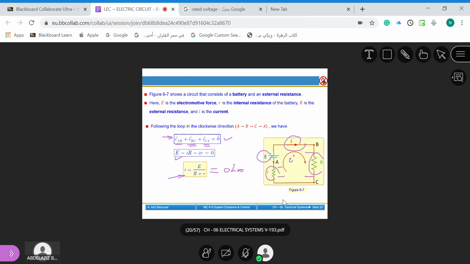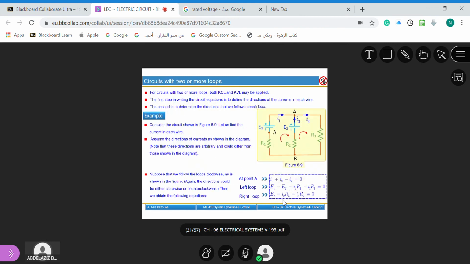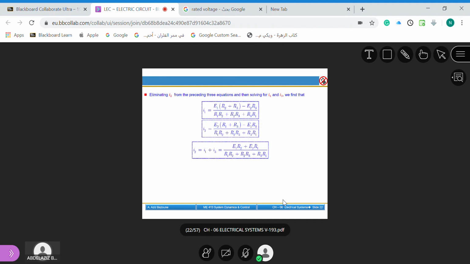Voltage across the total resistor, which is R plus R. Ohm's law, exactly. It's the Ohm's law that is written for this circuit. Similarly, we can do it for this one. I leave it for you as an exercise.